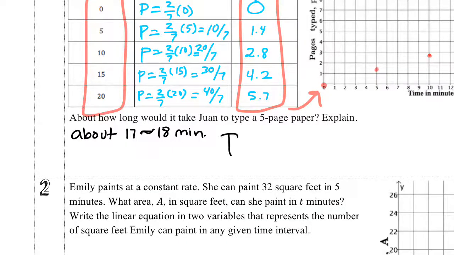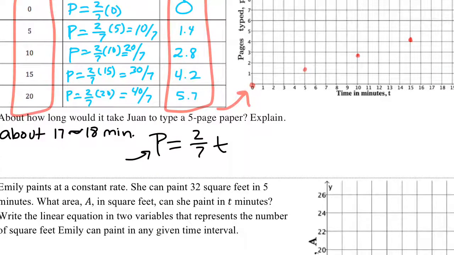Okay, but I can actually check this and see exactly how long it takes because we have an equation. So the equation is p equals 2 over 7 times t. They're telling me that I want to write 5 pages. So instead of writing p, I'm going to write 5 equals 2 over 7 times t. And then I just solve for what t is.